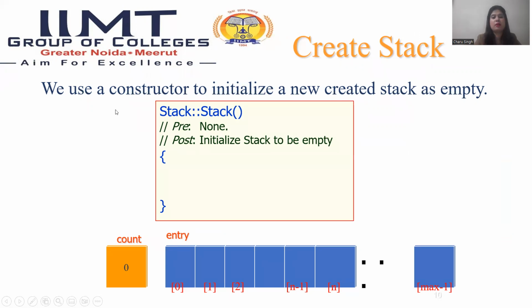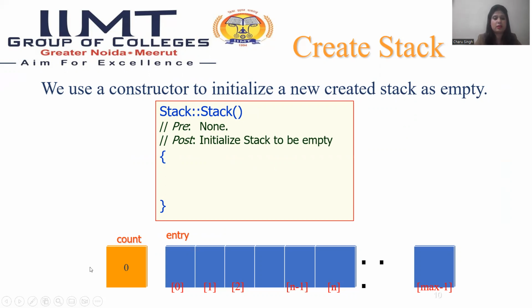Next, if we want to create the stack, we can use a constructor to initialize a stack. First of all, we create a stack by using the constructor. We just predefine it, and after that we can initialize the stack.